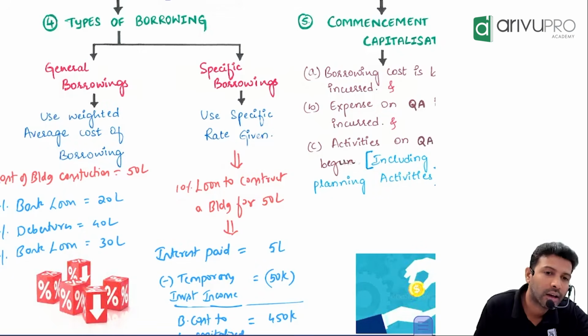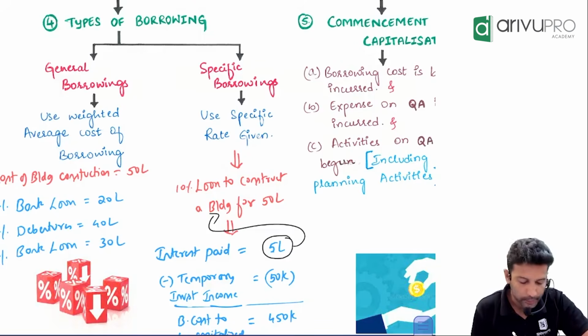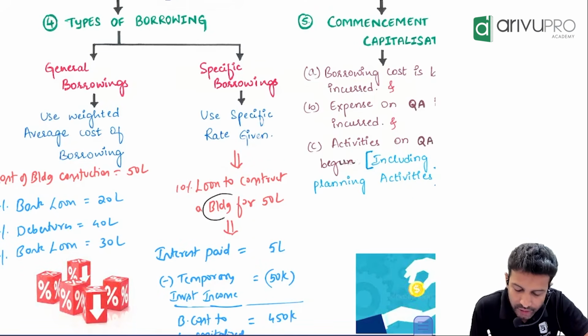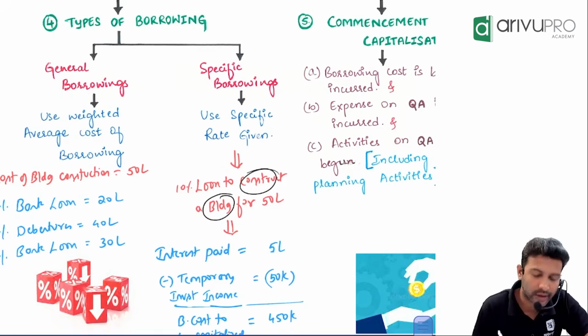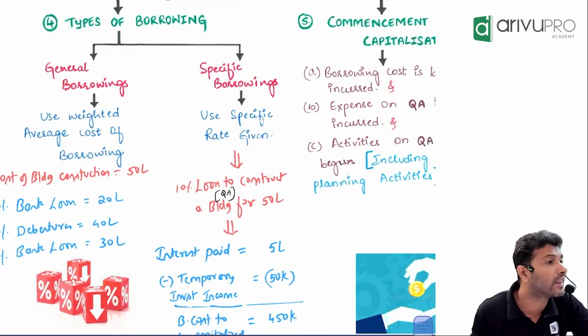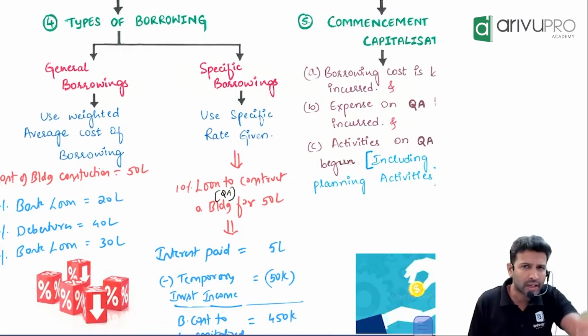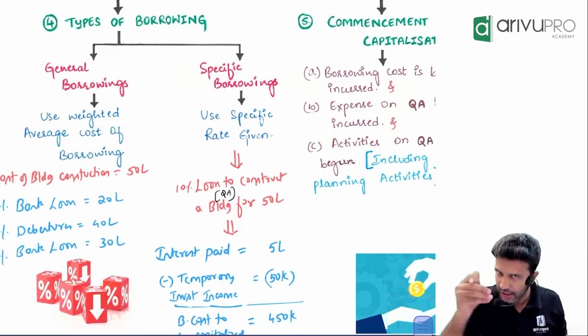5 lakh. Correct? This 5 lakh, will you transfer it to P&L or will you add it to the cost of building? You'll add it to the cost of building, because this building is not ready to use, you are still constructing. So hence this building is what now? Qualifying asset. Yes, sir. So straight away this 5 lakh will get added to the cost of building. Comfortable? But there is one more provision here in specific borrowing.